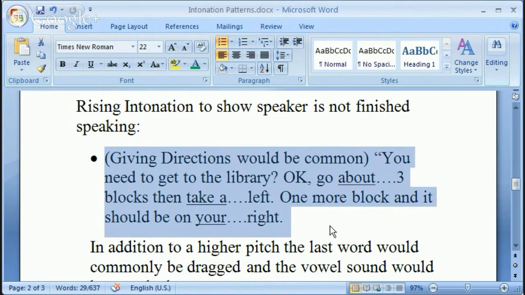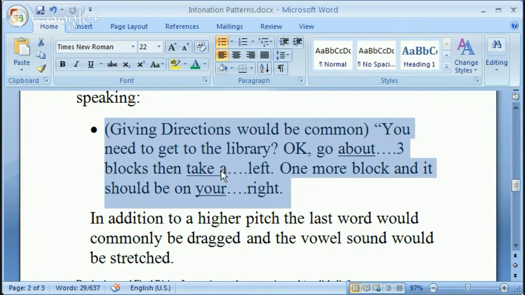Okay, so that's the idea. We use it to show the speaker's not finished speaking, so the listener doesn't jump in and start speaking. We stretch the vowel and have a slowly rising kind of intonation.